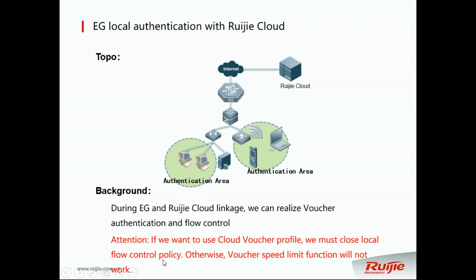So this is why here we write that normally you should close the local flow control policy. For example, for the wireless users, if you configure the policies on the cloud, you do not need to configure them on the EG. If you configure the policies on the EG, you also do not need to configure them on the cloud.